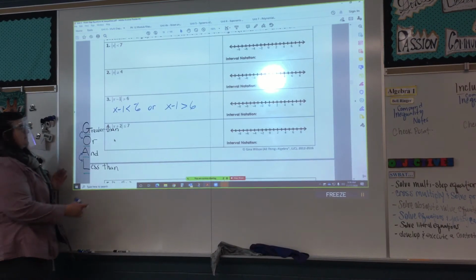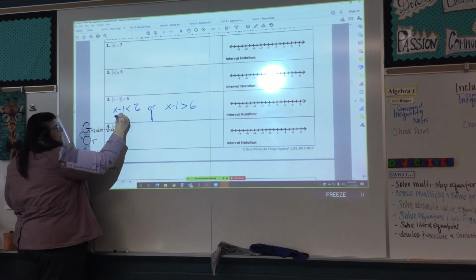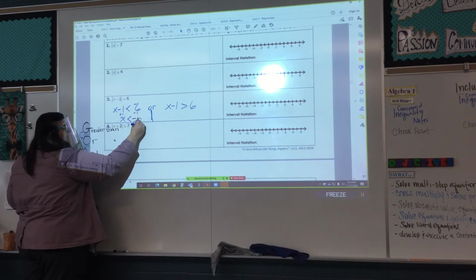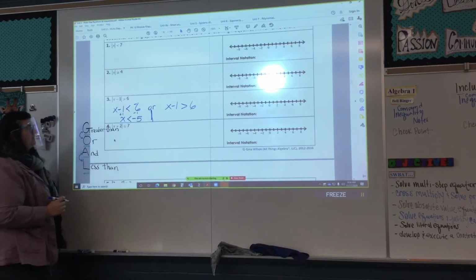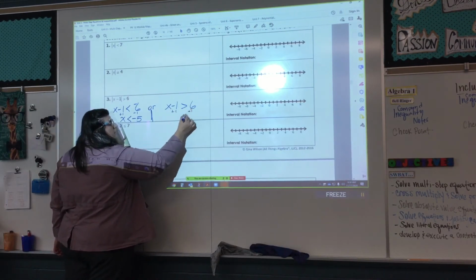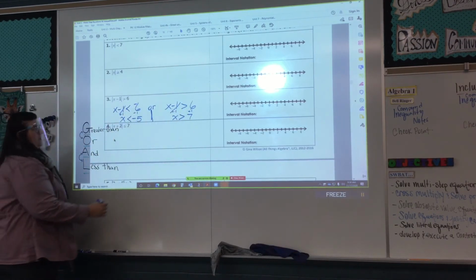So to solve this, I'm going to throw my line here. Solving the two separately, I'm going to add 1. X is less than -5. Same procedure over here. X is greater than 7. Those cancel out, so my OR is in the middle.